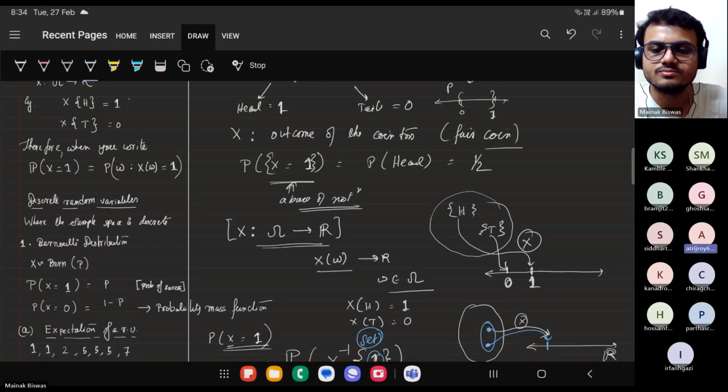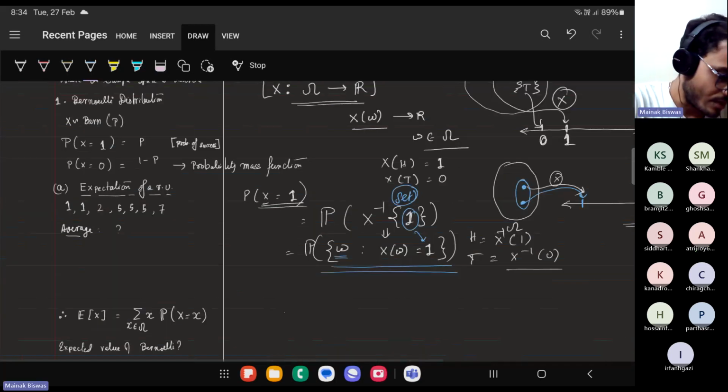Like this, if any one of the events for which X is taking 1 happens, then will we call it X equals to 1? Or if all those events happen, then X will be 1? Very good.